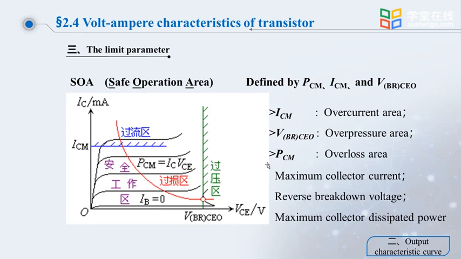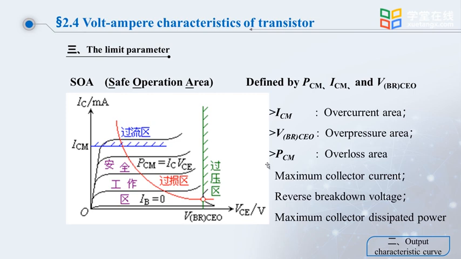Let's discuss the limit parameters of the transistor. We can see that there is an ICM at the top of the graph. It represents the maximum operating current of the transistor. If the working current of the transistor is beyond this range of ICM, then it enters the overcurrent region. Let's look at the transistor's maximum operating voltage, which is V(BR)CEO. If the working voltage of the transistor exceeds this voltage, it enters the overvoltage zone.